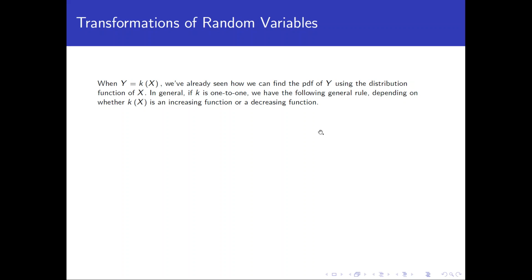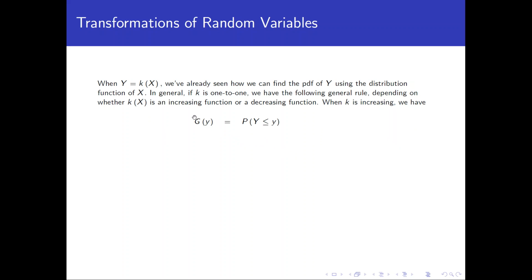In this video, we're going to talk about transformations of random variables. So we've already seen really how to calculate the PDF of y when y is some function of x. In general, if we have a one-to-one function, so if the function of x is invertible, we can figure out a rule depending on whether or not the function is actually increasing or if it's decreasing. So let's do the case where it's increasing.